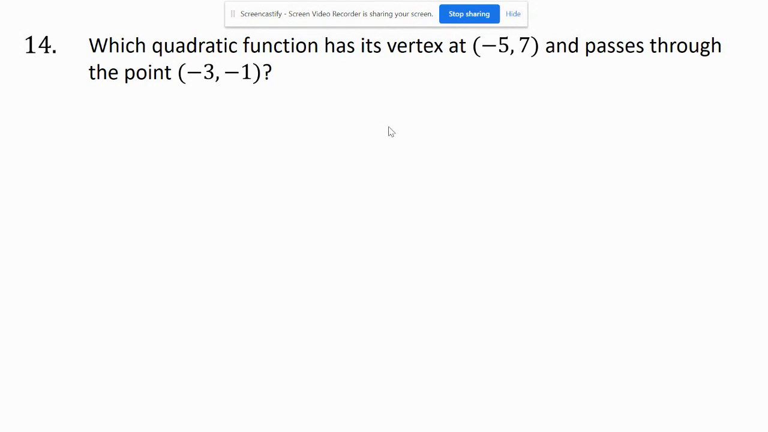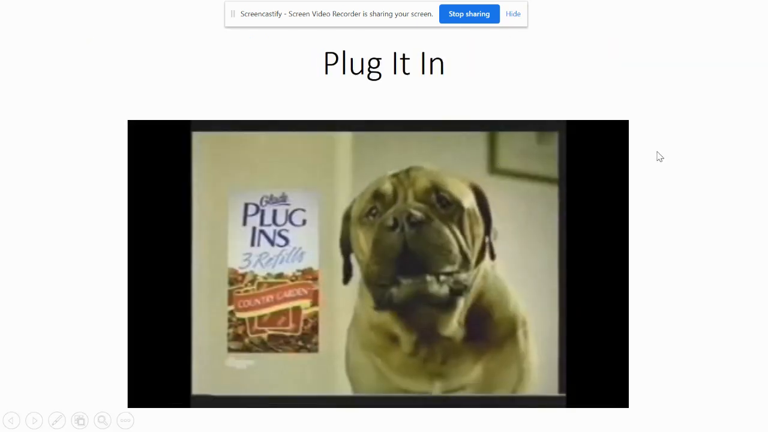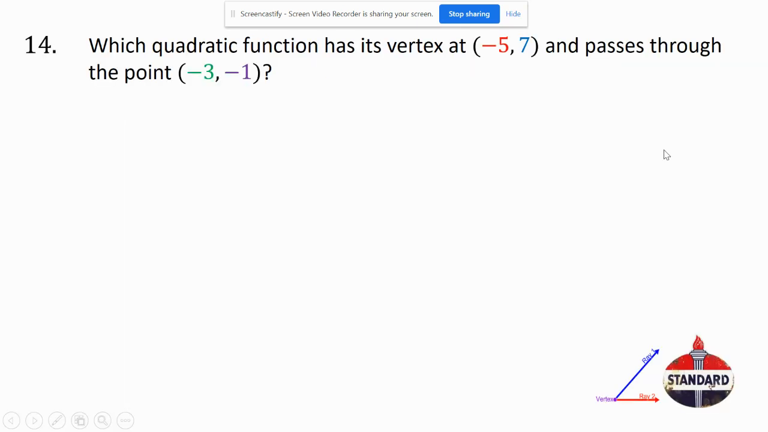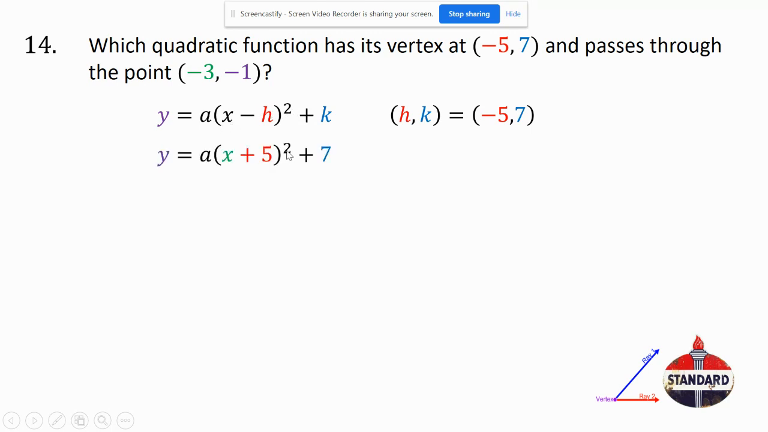Which quadratic function has its vertex at -5, 7 and passes through the point -3, 1? Well, first thing I'm going to do is this. What formula are you going to plug it in? The vertex formula, because I have a vertex at h, k, -5 and 7, and I also have an x and a y. Notice it's an x minus h, so the -5 became a +5.